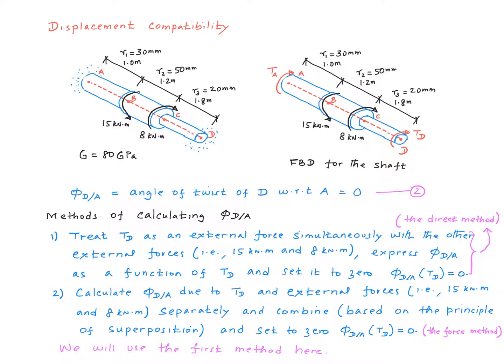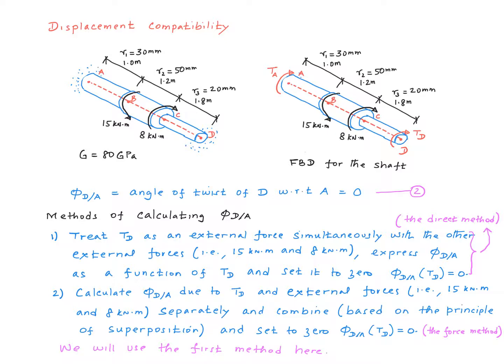In the second method, we take this problem and split this up into 2 problems. In the first problem, we simply have these external forces, right? 15 kilonewton meter and 8 kilonewton meter. In the second problem, we simply have this external force T sub D.